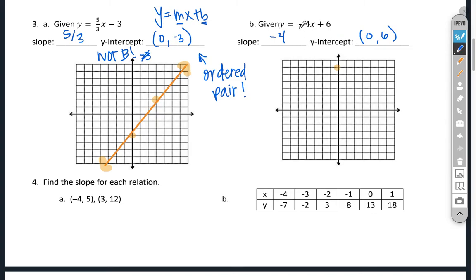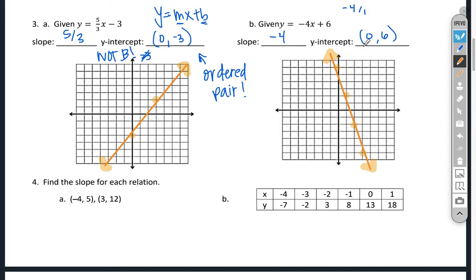Remember that if you have a slope that's just a regular number, that's the same thing as saying negative 4 over 1. So we're going to rise 4 and run 1. But it's negative, so keep that in mind. So we're going to go down 4, over 1. We want this to be a decreasing line. So 1, 2, 3, 4 over 1. Notice that this is a decreasing line. And that tells us we graphed it right.